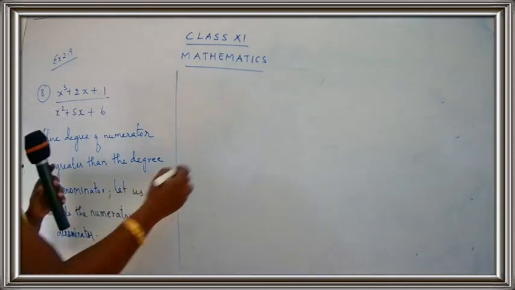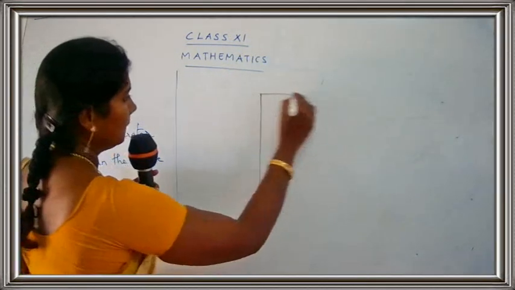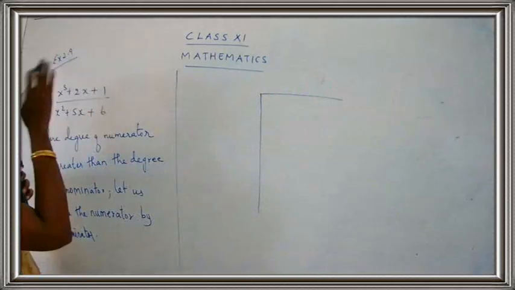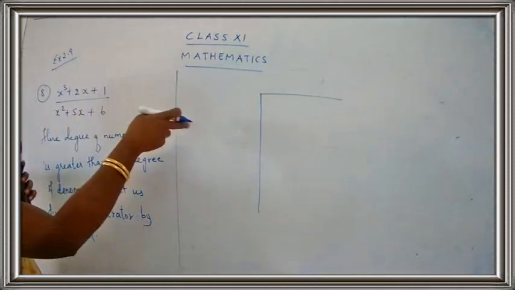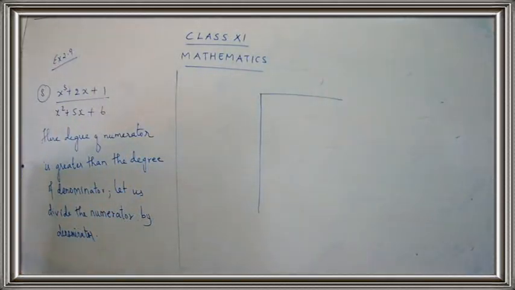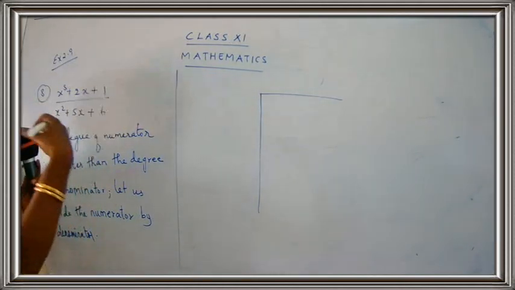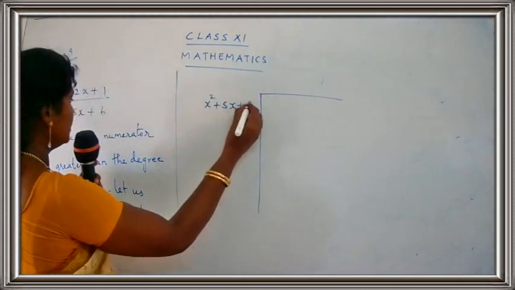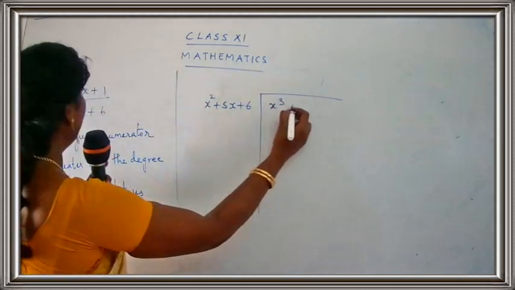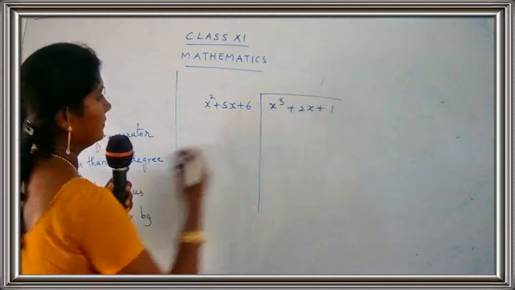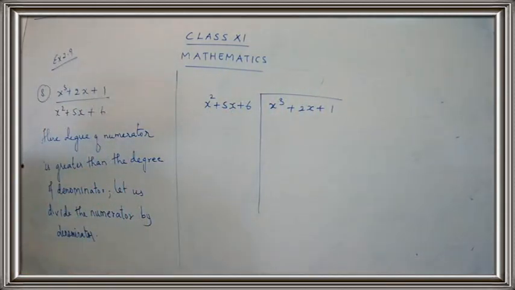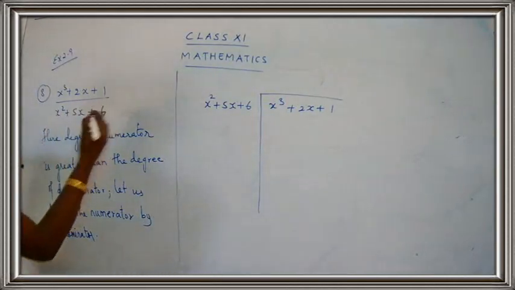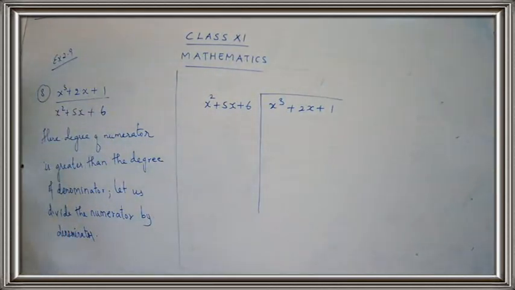You know how to write it down. Draw a division line. The denominator part should come out and the numerator part will go inside. So x square plus 5x plus 6 outside, and x cube plus 2x plus 1 inside.